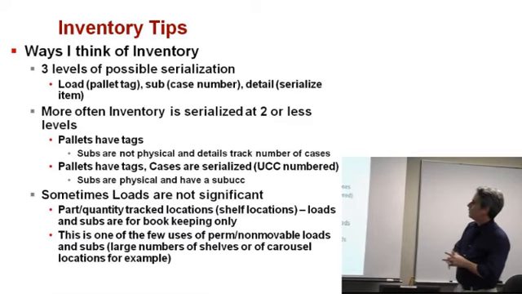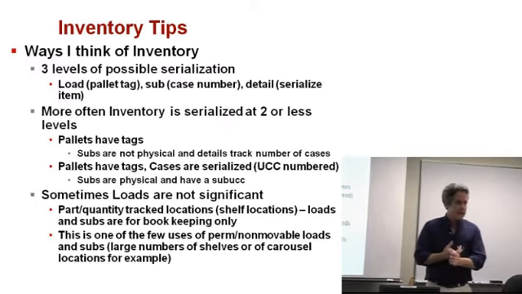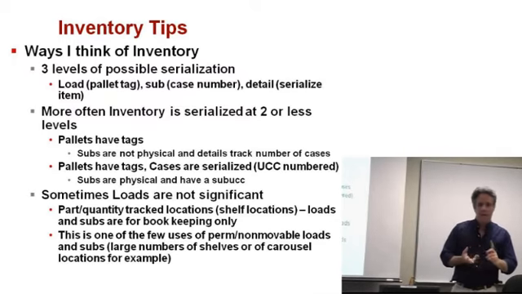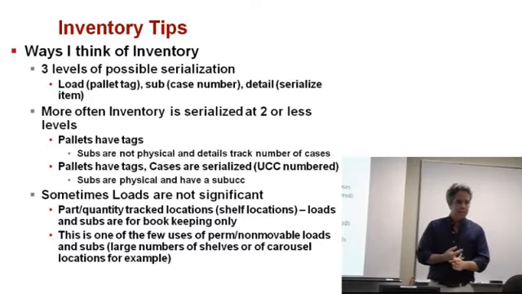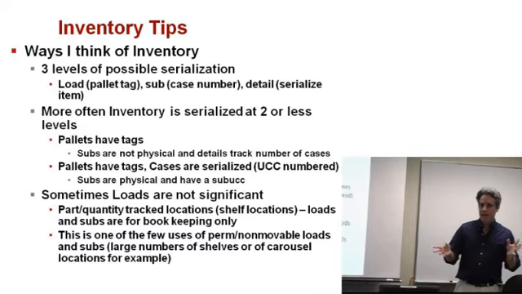Typically, though, you're going to have two or fewer levels of serialization. You're going to have a pallet tag, and that's it, or a pallet tag and a case tag. Actually, if you have serialized cases, typically you won't even bother putting a pallet tag on the pallet unless you need it for somebody else, because once you have a serialized box on a pallet, you know what pallet it's on, and you can identify the pallet by scanning the case.